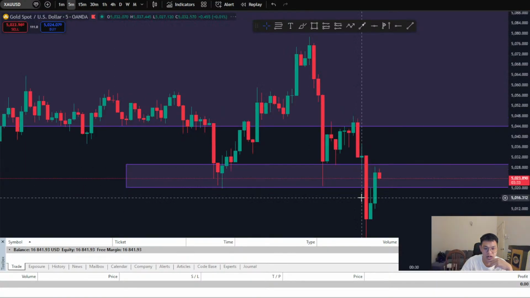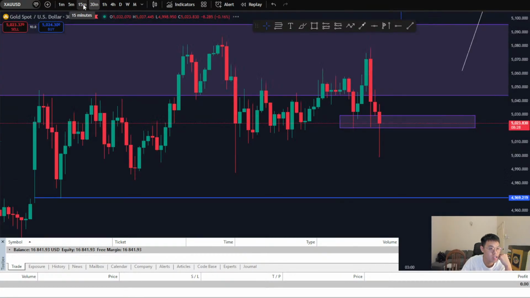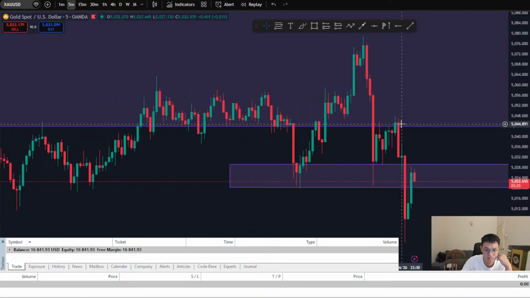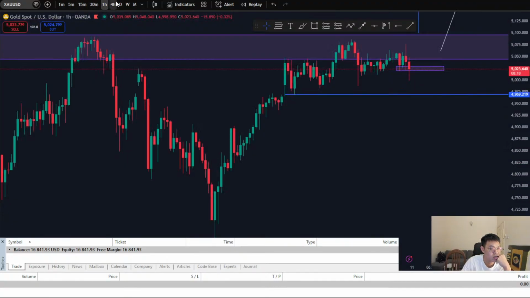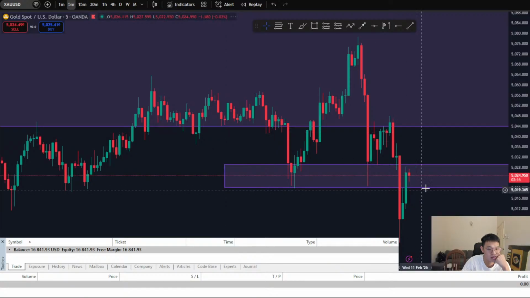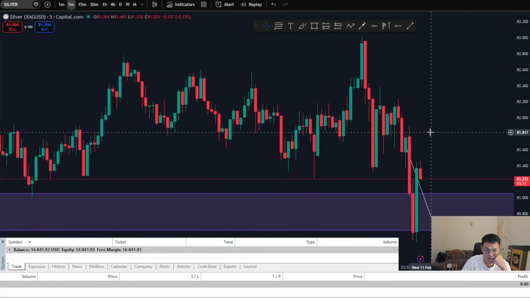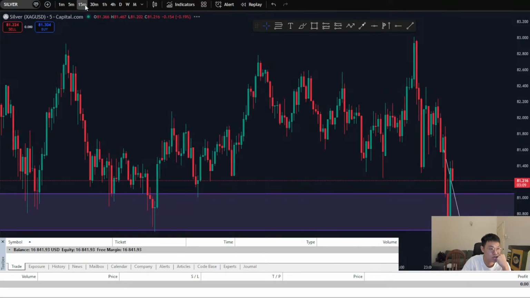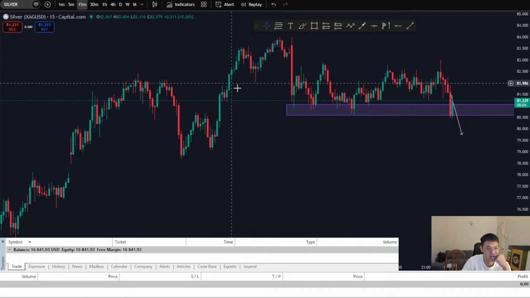All right, so the price retests this support level, resistance level. See how the price reacts. I may look at another chance, I think the silver price. Let's try silver, okay? I like silver.